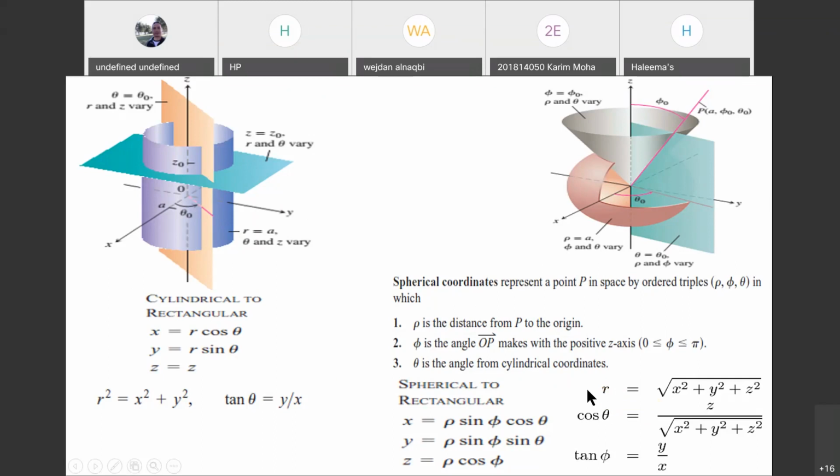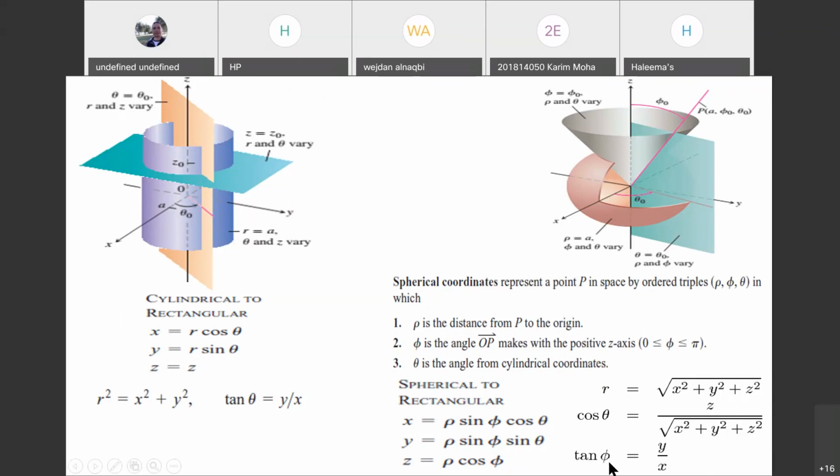Rho, the radius of the sphere, is the square root of x squared plus y squared plus z squared. Cosine of the horizontal angle theta: theta can be cosine inverse of z over this, or cosine theta will be equal to that. To find theta, I have theta equal to cosine inverse of z over the radius of the sphere.